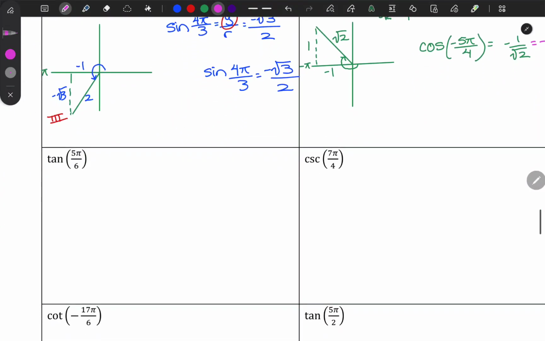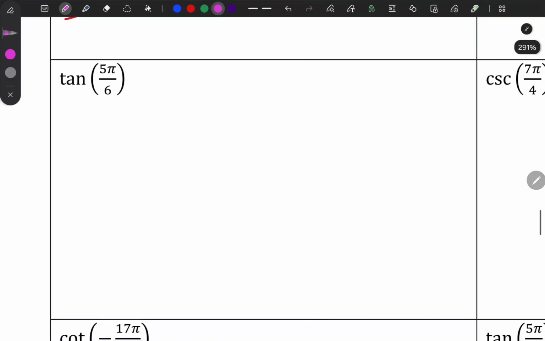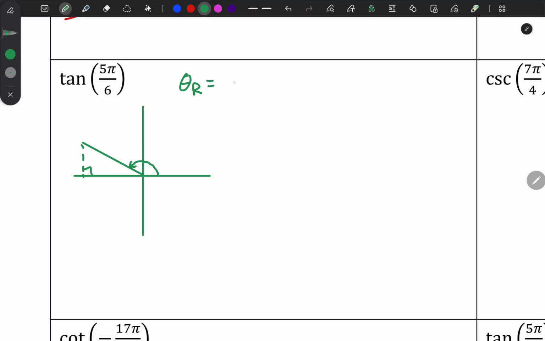All right, let's do a couple more. Tangent 5 pi over 6. Sounds like this one's also going to be in quadrant 2, but different reference angle this time. So 5 pi over 6 is less than pi, so it'll be up here. Our reference angle, theta r, is just pi over 6. So we want our 1, √3, 2 triangle. We have the smallest angle, so smallest side is going to be 1. We have a -√3 and a +2.